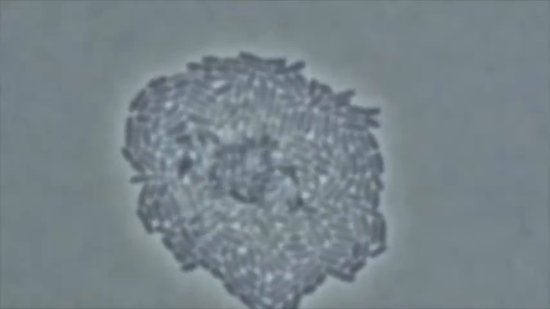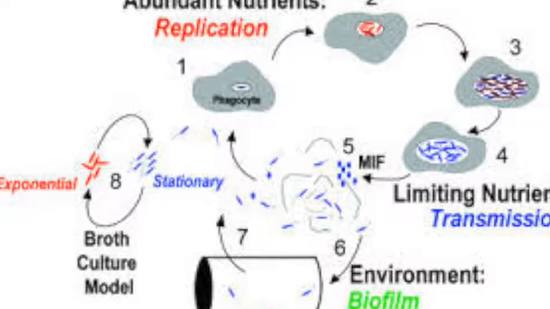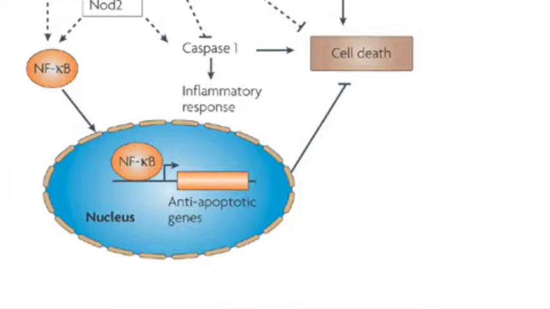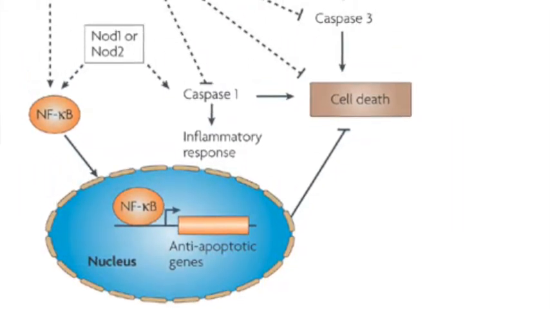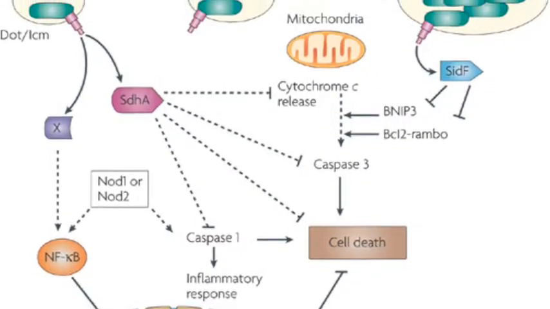When the vacuole can no longer support replication, a regulatory cascade coordinates entry into stationary phase, promoting the transmission of the bacteria to a new host cell. In this way, Legionella pneumophila is able to cycle between a replicative form and a non-replicating form, thought to promote transmission to a new host cell.